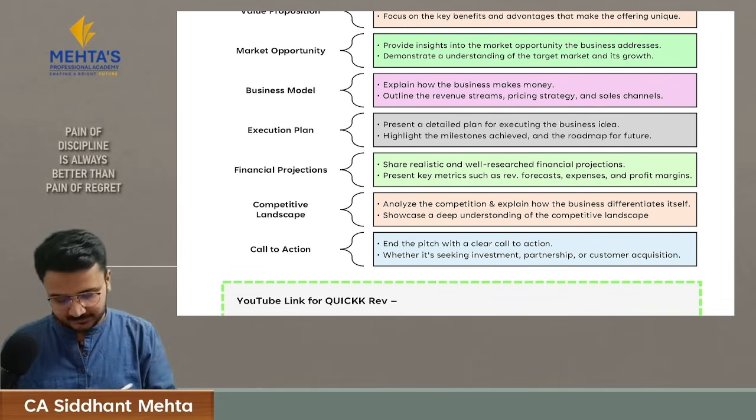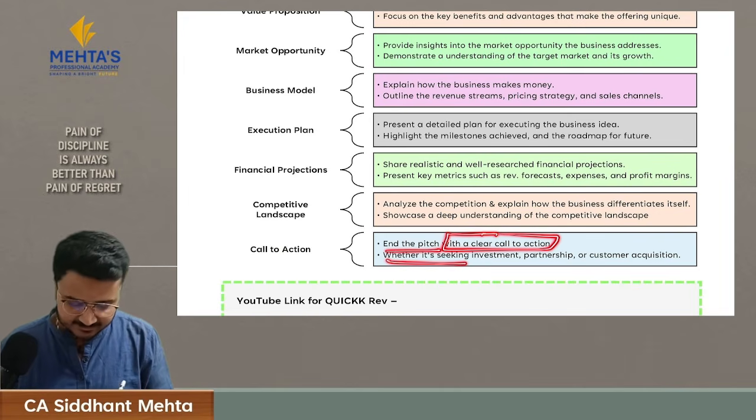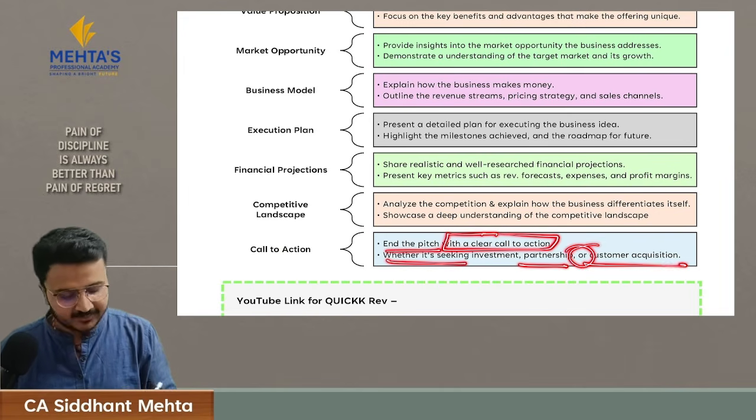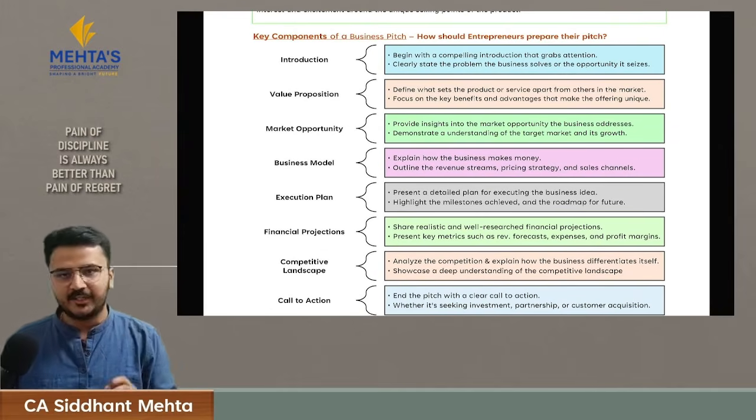And at the end, that is the call to action. End the pitch with a clear call to action, whether it's seeking investment, partnership, or customer acquisition. So all these things should be included in your business pitch.